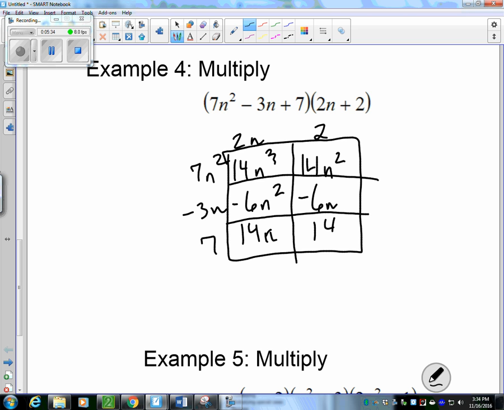If you do this right, most of the time there'll be like terms diagonal here, which just makes it really nice. The leading term, 14n to the third, should always be in the top left. So 14n to the third. And then we have 14n squared plus negative 6n squared is a positive 8n squared. And then 14n plus negative 6n is another 8n. And then plus 14.